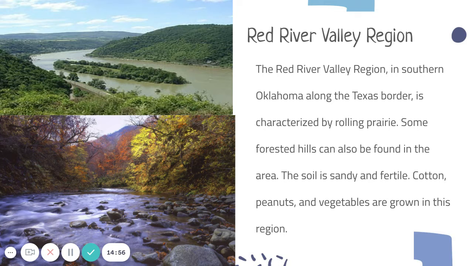And then, God could have stopped there and Oklahoma would have been extremely diverse. But he continues adding more. He continues setting it up for his glory. So we see that the Red River Valley region is this border between Texas and Oklahoma.